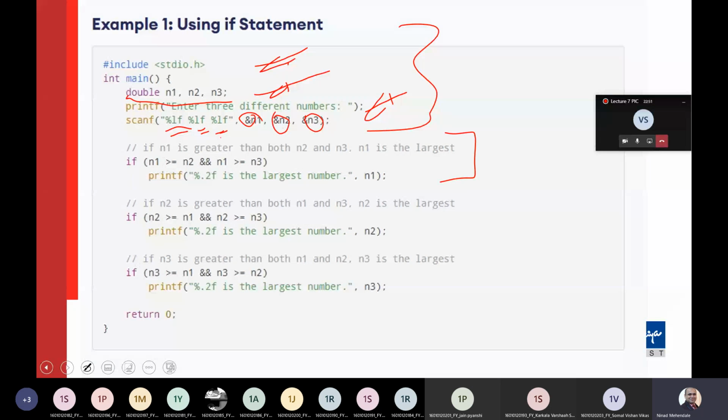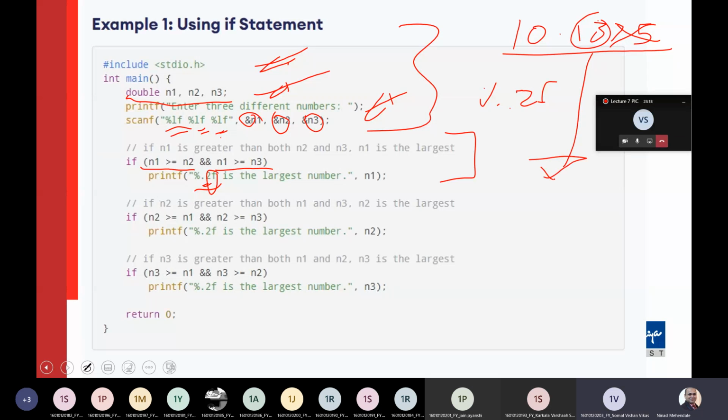So let's understand how the three numbers are compared. If n1 is greater than n2 and n1 is greater than n3, then we are just displaying the two-digit value. So that's why 0.2. After the decimal point, if you enter 10.1375 and then you write %0.2f, this will only truncate the values, just neglect the other digits, and it will just display 10.13. So remember, if you want accuracy up to two decimal places, then you write 0.2f. Okay. Let's go ahead.